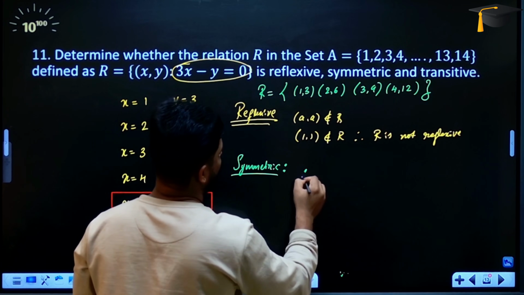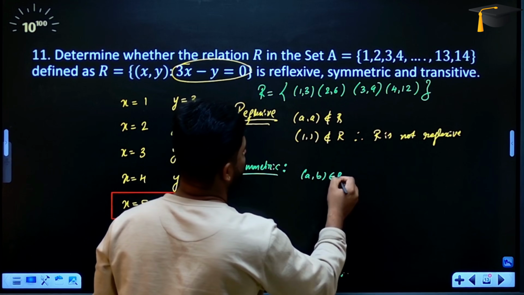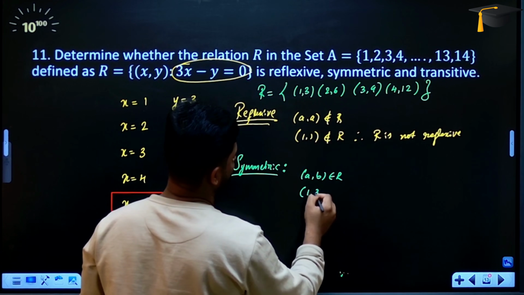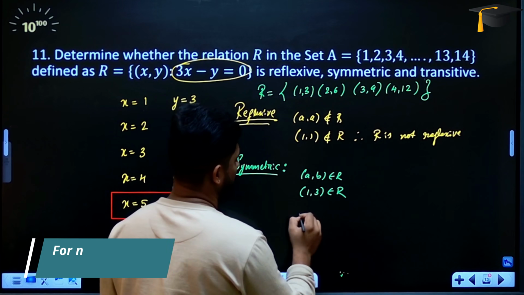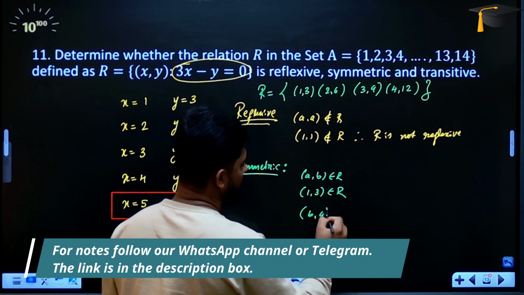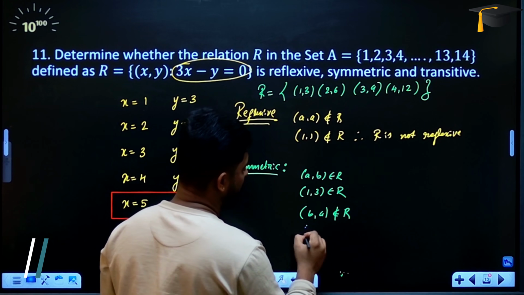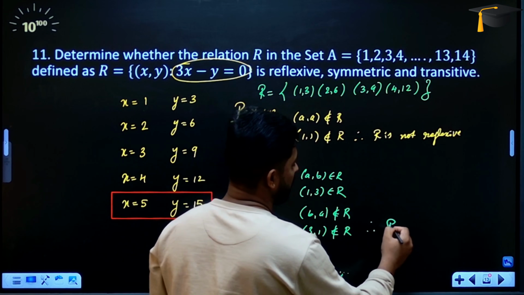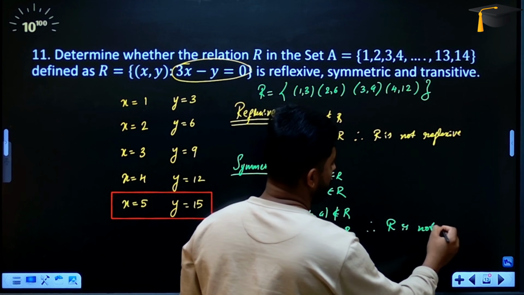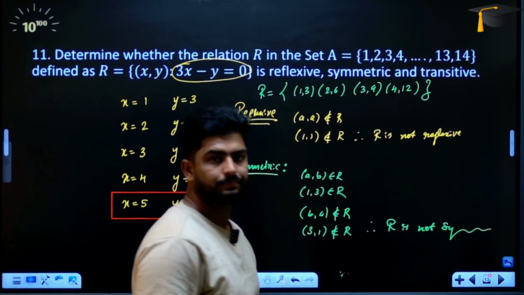Okay, next one is symmetric. So here a comma b belongs to R, right? What is a comma b? Let's take 1 comma 3. 1 comma 3 belongs to R, but b comma a does not belong to R. What is b comma a? It is 3 comma 1. So it does not belong to R. Hence R is not symmetric.